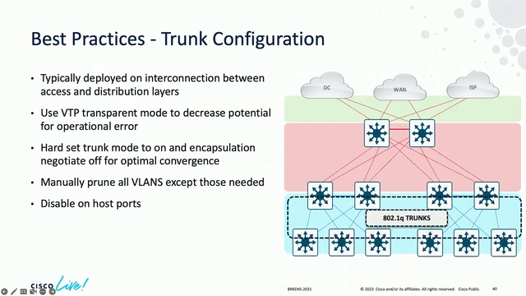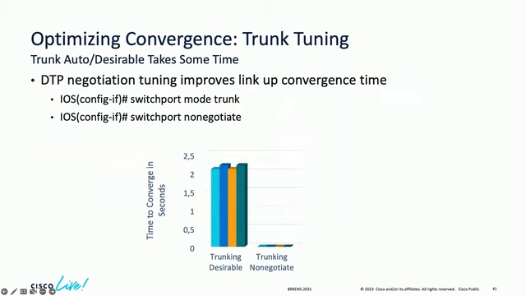And last but not least, keep in mind that disabling DTP, putting the switch port in no negotiate, can help us up to 2 seconds in our convergence time. So if we really want to chase down the milliseconds, here there are 3 seconds which we can gain by this configuration.